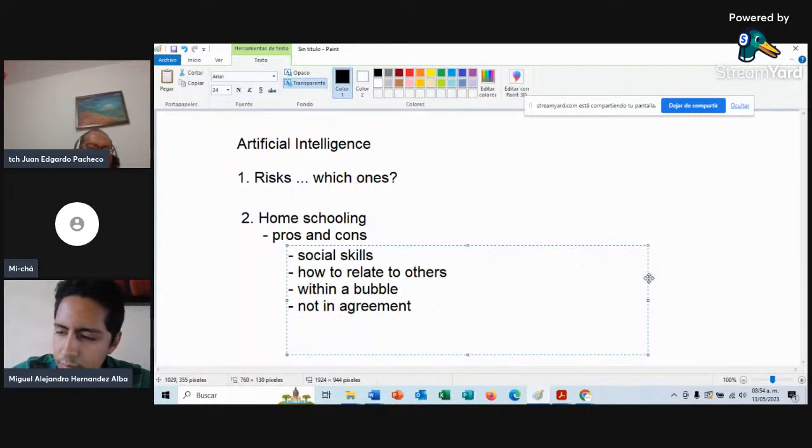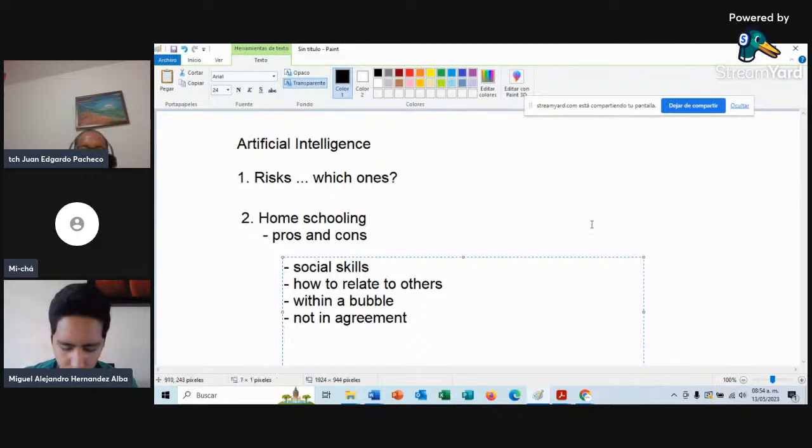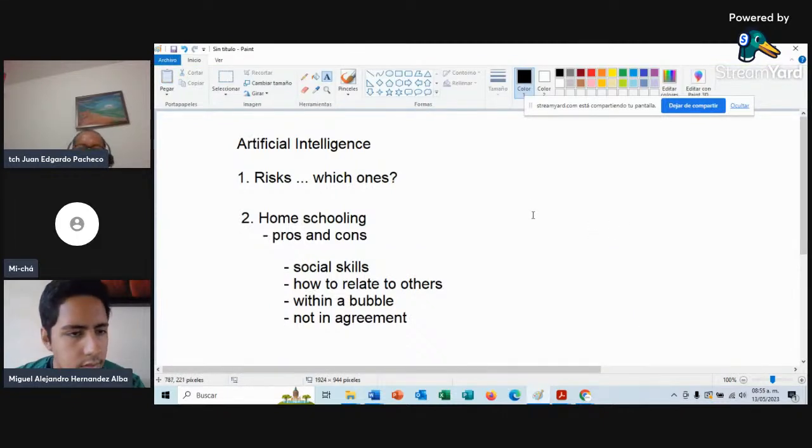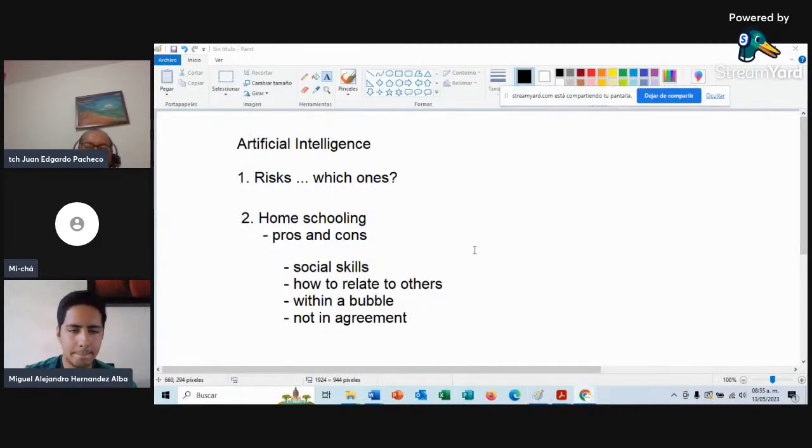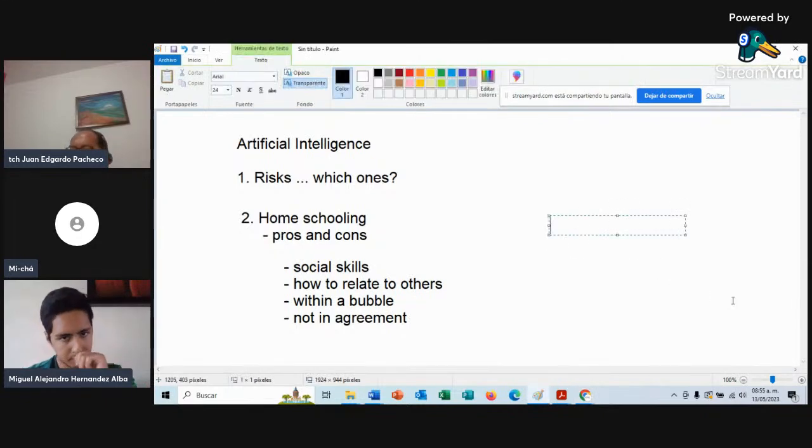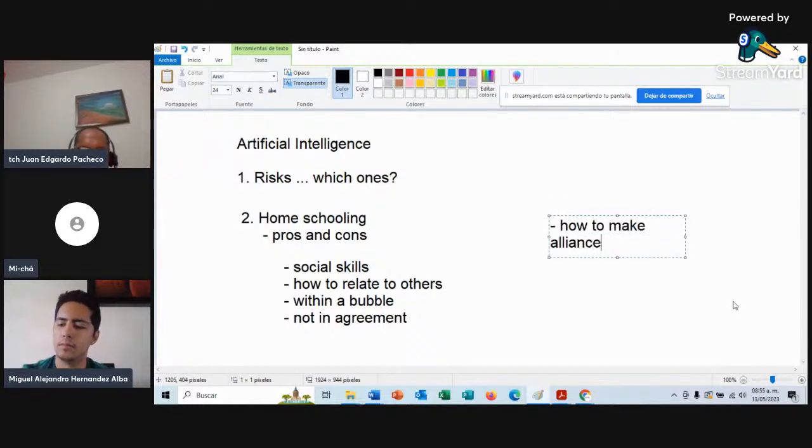Absolutely true. What Mitch and you said is totally right. And that's probably one of the most important skills kids have to learn: how to resist peer pressure, how to defend themselves against bullying, how to defend themselves against jokes, how to make alliances, right? You learn how to make alliances.